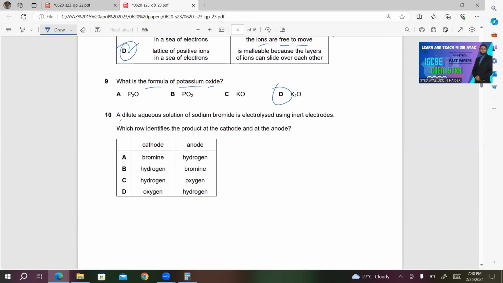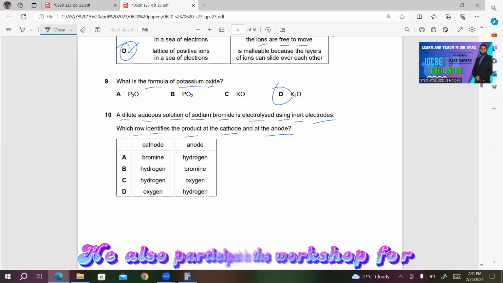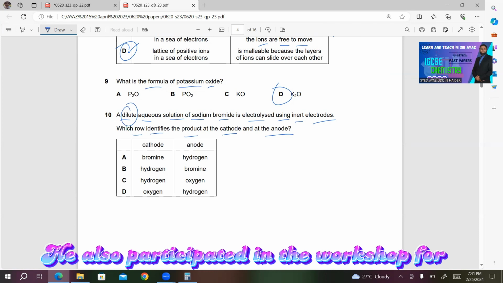Number 10. A dilute aqueous solution of sodium bromide is electrolyzed using inert electrodes. Which row identifies the product at the cathode and at the anode? Now we have a dilute solution of sodium bromide.